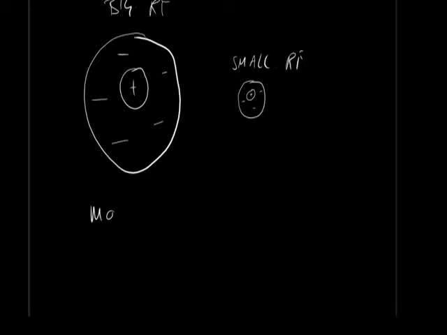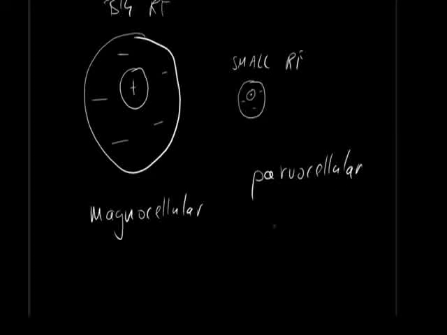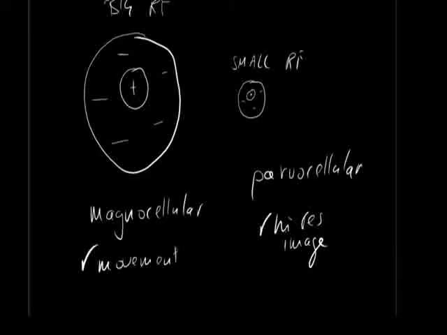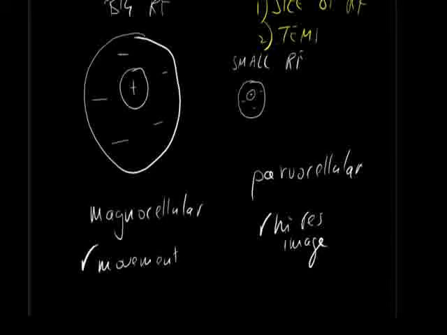These are called magnocellular, and these are called parvocellular. These are good for high resolution images. These are good for detecting movement because they've got a bigger field. So we've got size of receptive field, but on top of that we've also got temporal contrast.